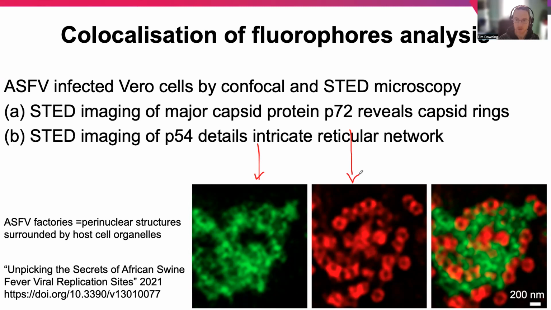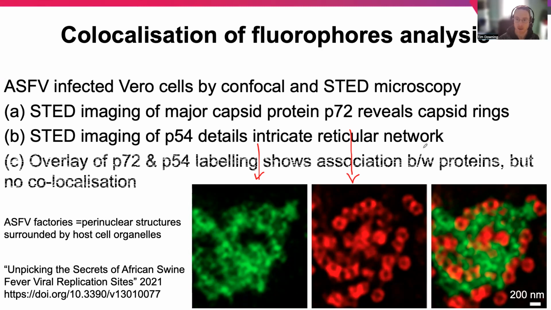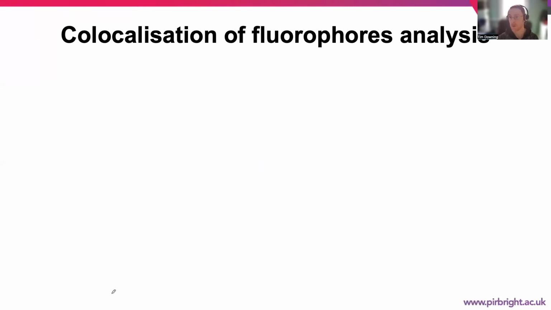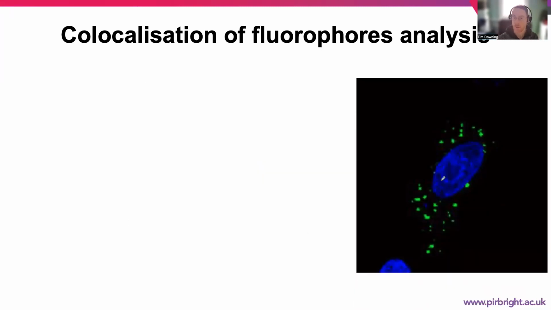And then we can merge the images at the end, so you can see that reticular network and the association between the different proteins that are of interest here. And this is from this paper looking at ASFV and the replication sites. And we'll also look at other images, such as one we saw earlier of the cells of interest and then the virus factories around it.